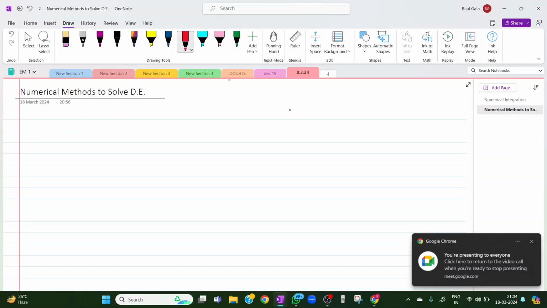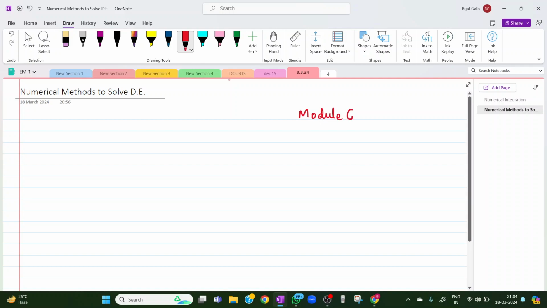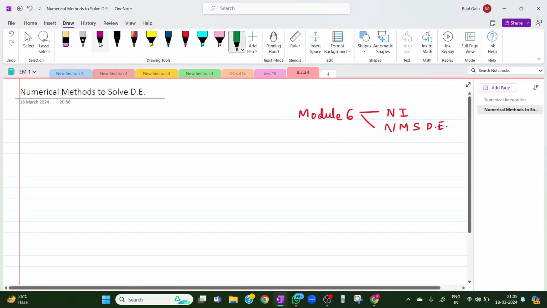Again, I repeat, your module 6 has two parts: numerical integrals, which we completed last lecture, and numerical methods to solve differential equations. Okay. There are 4 different methods we'll be learning, and we'll learn two of them today. So the first method over here is called Euler's method, the very basic method.